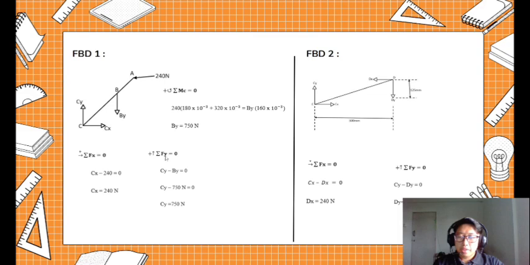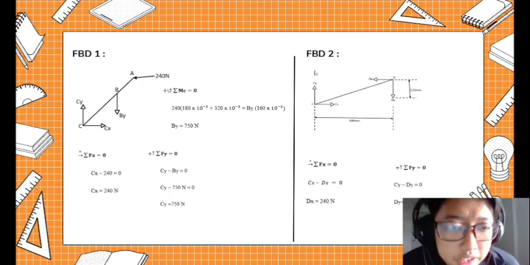Next, after you get the answer for By, which is 750 Newton, you can move on to find the force Cy by using the sum of Fy equals 0, assuming the upward direction is positive. Cy minus By equals 0. Replace By with 750 Newtons, you get Cy minus 750 Newtons equals 0. You move the 750 Newtons to the right side, and you get Cy equals 750 Newtons.